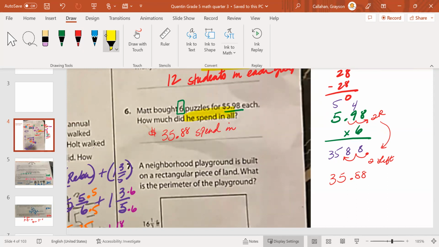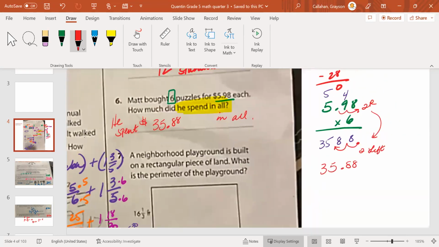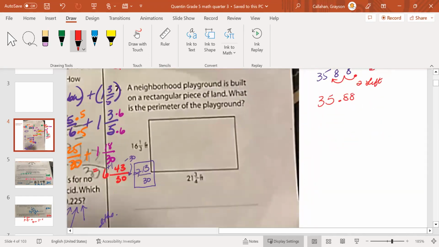Again, look at the last part of the question. $35.88 spent in all, right? Or you could say he spent in all. Yes, or you could just answer the question. Just say he spent this much in all. That's it. It's very simple. All right, number 7, read.